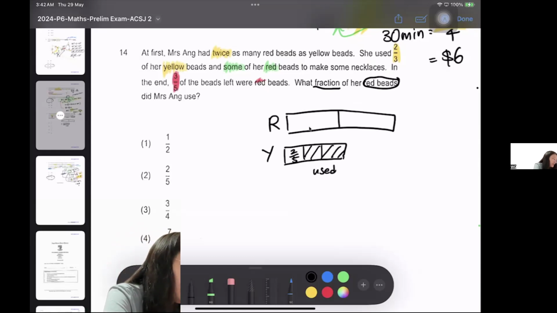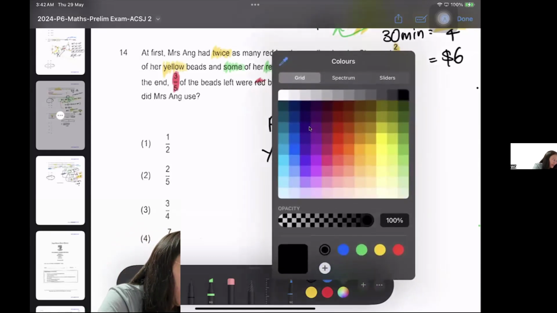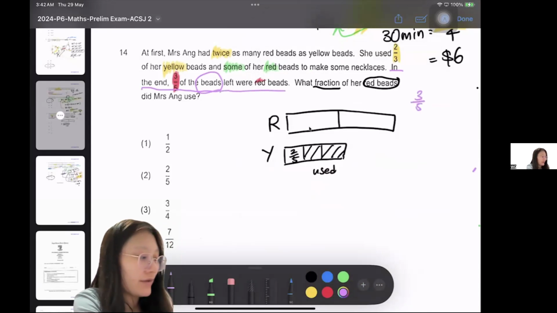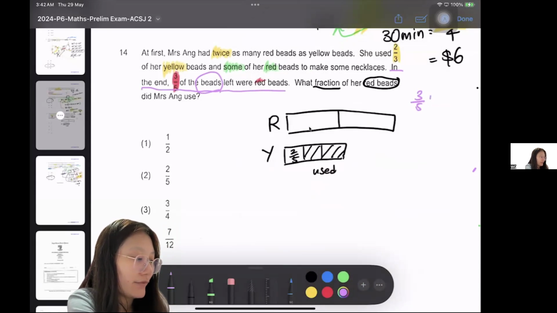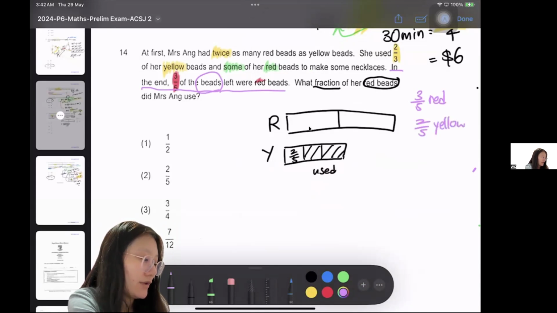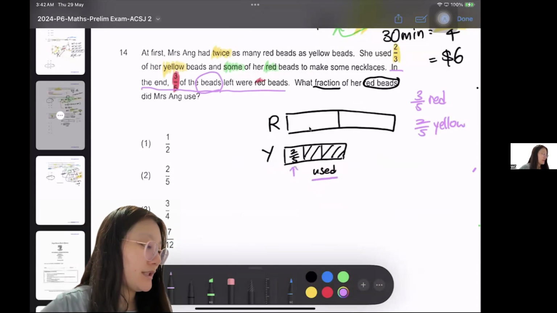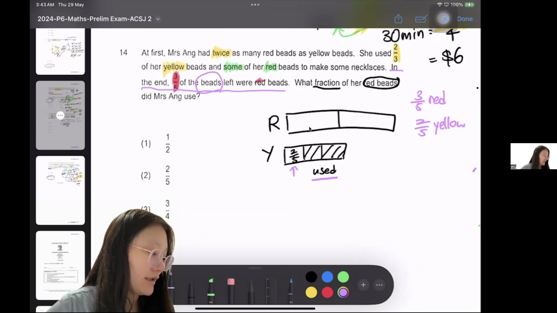Let's see the sentence again. In the end, 3/5 of the beads left were red beads. So if 3/5 of the beads left were red, that means 2/5 of the beads left must be yellow. Because here the 2/5 is what is left for the yellow. So whatever is left for the red is actually 3/5.